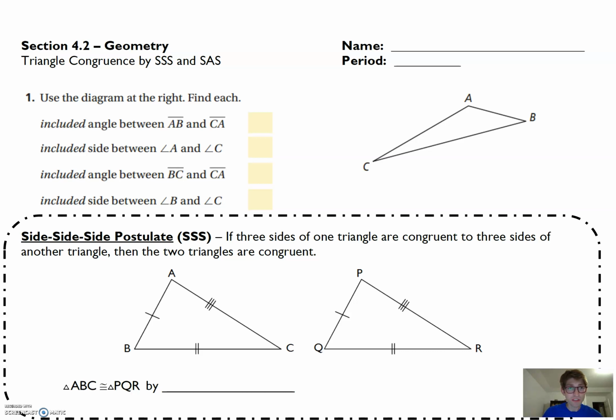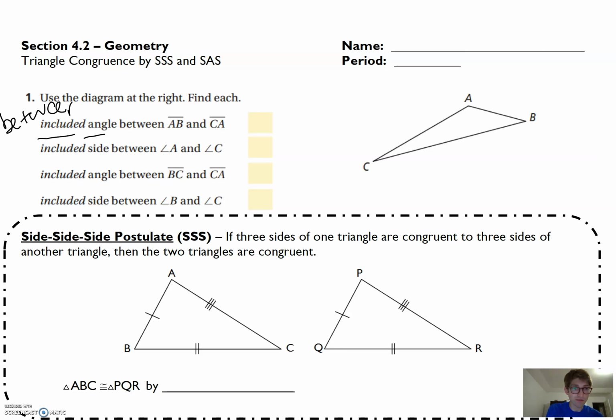Okay, we're going to be going over triangle congruence by side, side, side, and side angle side today. So here we go. The first question that we have right now is just using the diagram to go over some vocabulary. When it says included angle, that means between.